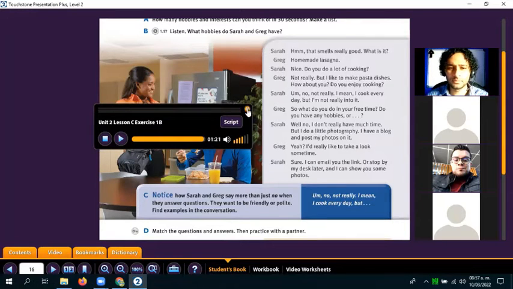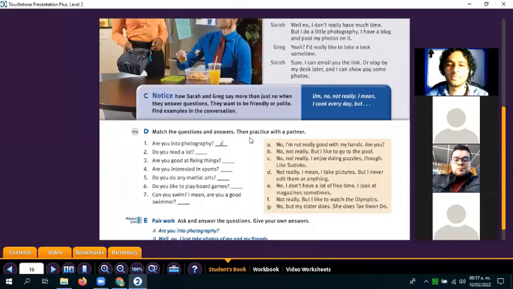So let's just match the question with the answers and then practice with a partner. Okay, so let's say you have 3 minutes to complete this. So you need to match the questions with the possible answers. The answers are from A to G. And then we are going to practice. So we have 3 minutes to find the answers.